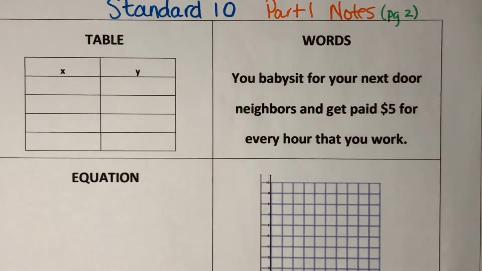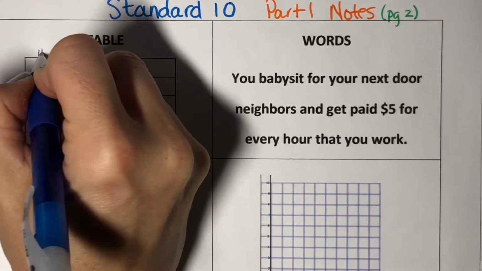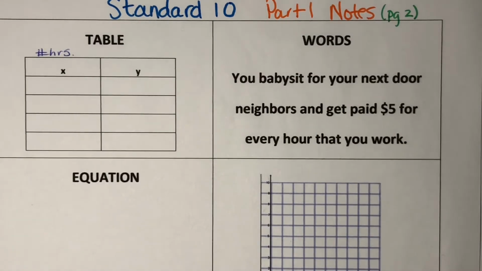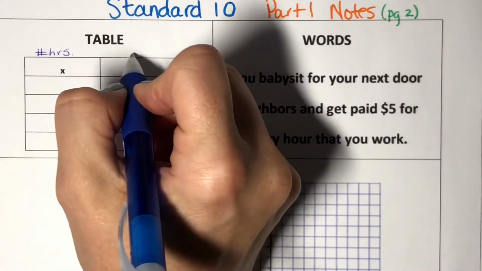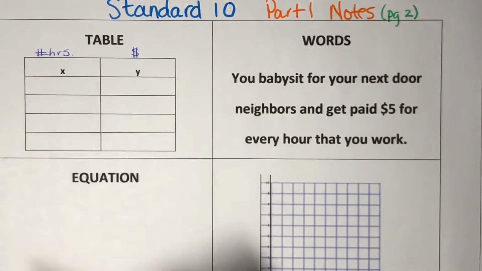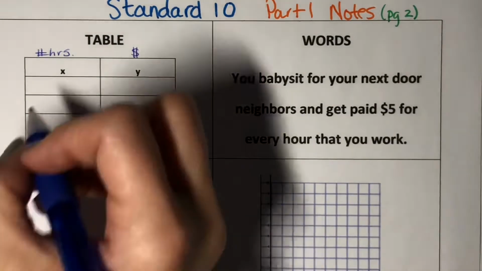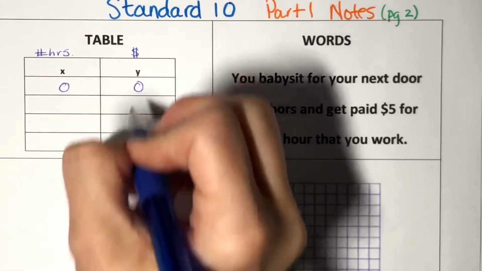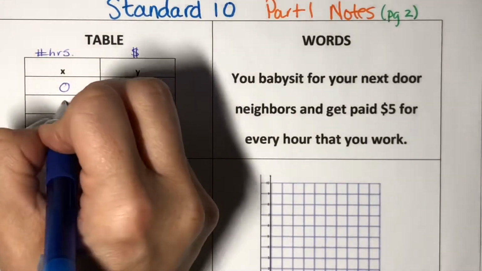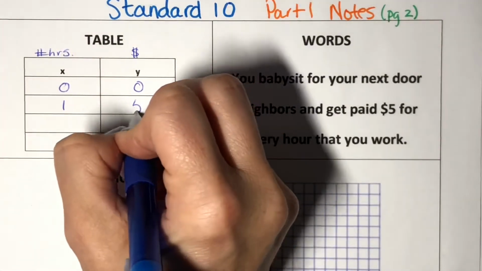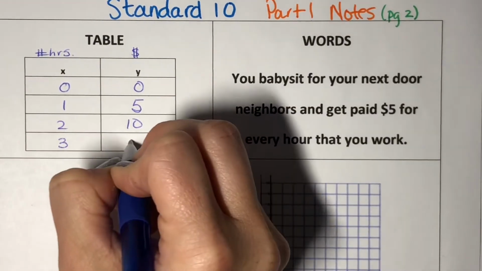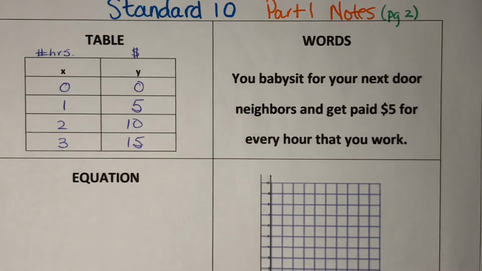So let's say that X is the number of hours, because this is our time. X is almost always time, it's the independent variable, because the money depends on how much time you work. So let's say you don't go babysit at all. If you're not babysitting, you're not making any money. After working 1 hour, you will have earned $5. 2 hours would get you 10, and 3 would get you 15. You might want to stick to cutting lawns, huh? You make more that way.